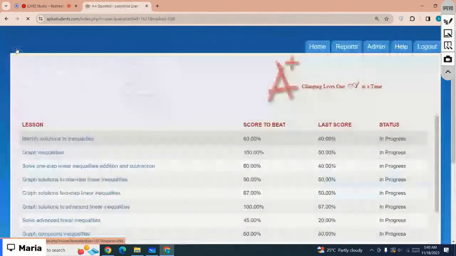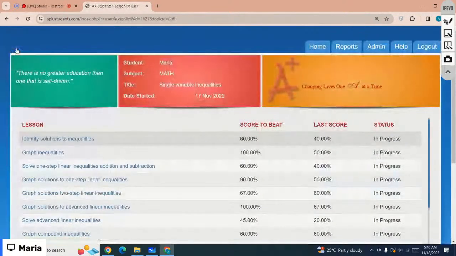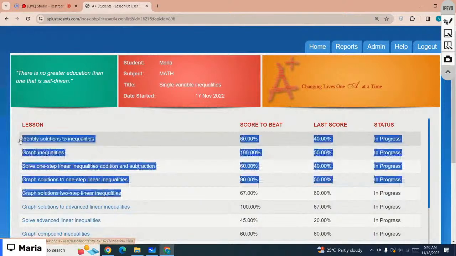Working on grade 9 math. The chapter we're working on is single variable inequalities. The lessons we have covered today are identify solutions to inequality, graph inequalities, solve one-step linear inequalities addition and subtraction, graph solutions to one-step linear inequalities, graph solutions to two-step linear inequalities, right?